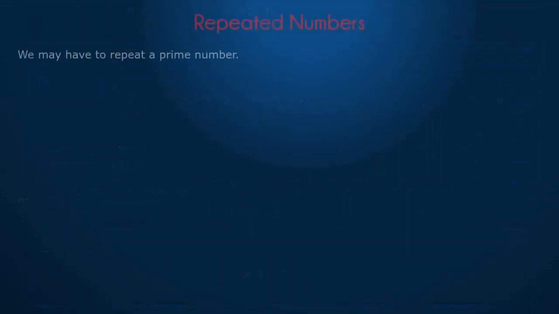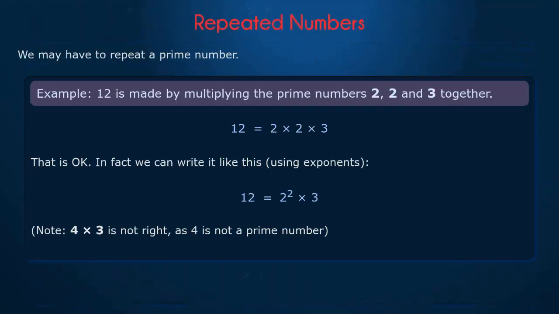We may have to repeat a prime number. Example, 12 is made by multiplying the prime numbers 2, 2, and 3 together. That is okay. In fact, we can write it like this, using exponents. 12 equals 2 squared times 3. Note, 4 times 3 is not right, as 4 is not a prime number.